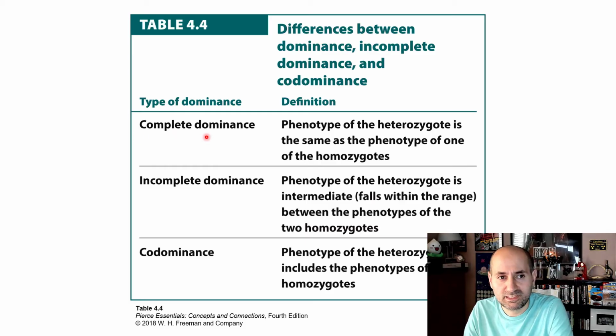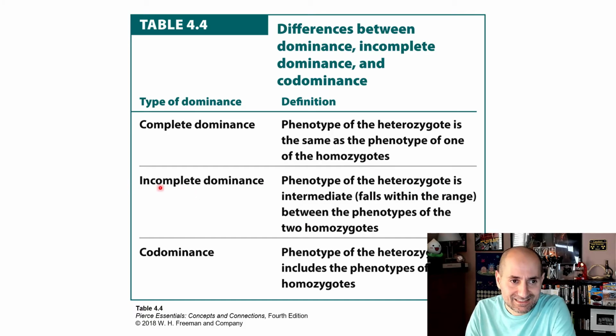So again, complete dominance is when the phenotype of the heterozygotes is the same as the phenotype of one of the homozygotes. So this is what Mendel saw. If you had purple flower plants and purple is the dominant color, it would always mask the white flower plant, and the F1 generation would always be purple flower.